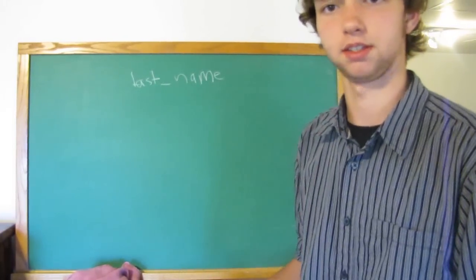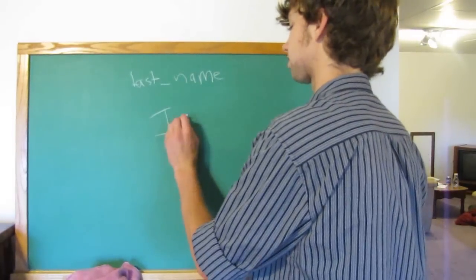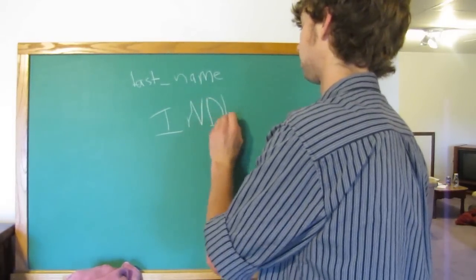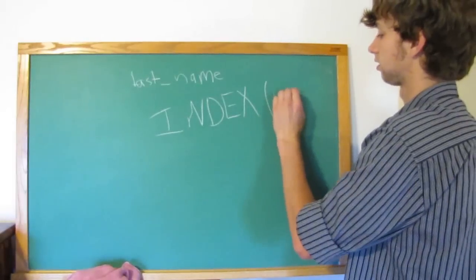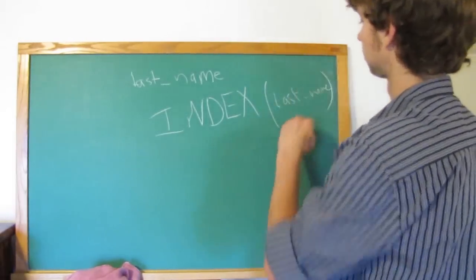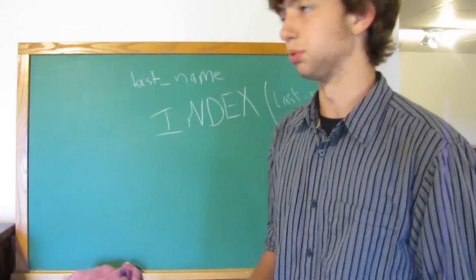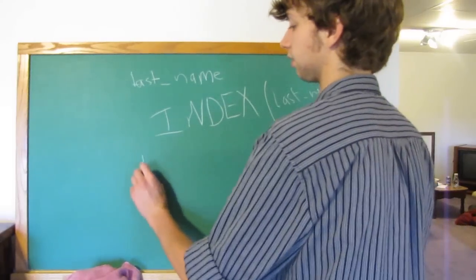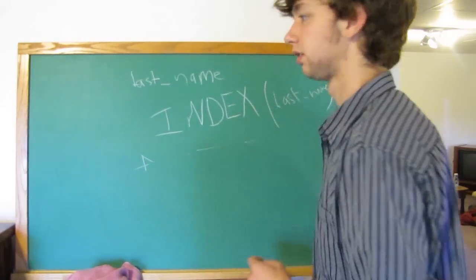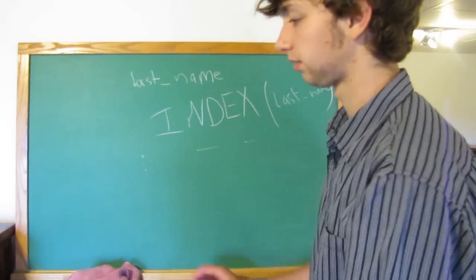So I hope that makes sense. So you'd have index, last name, just like that. That's a good example of a great index. And then another one would be account balance, as we said earlier. Index, account balance.